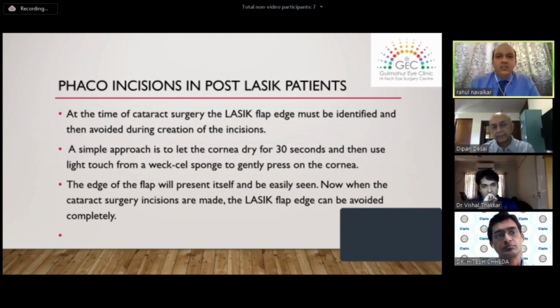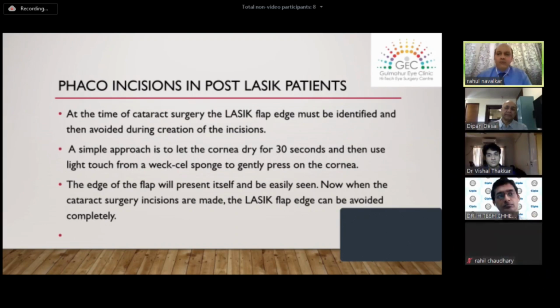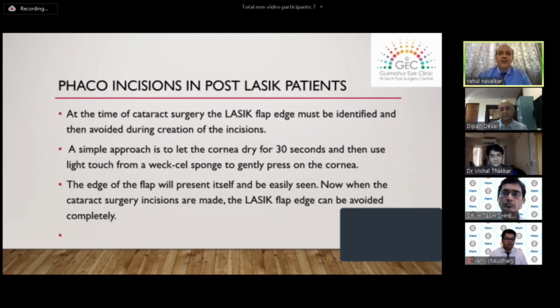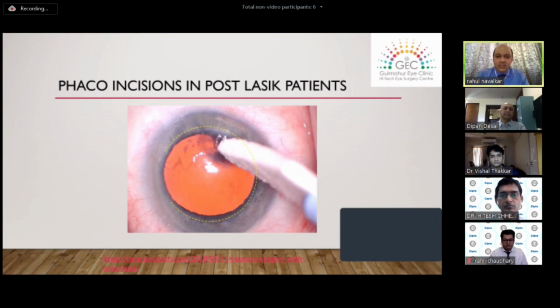Now, phaco incisions in post-LASIK patients. If you're going to do a clear corneal incision, you need to try and identify the LASIK flap and avoid the flap edge. But sometimes it's difficult to identify a very clear-cut LASIK flap edge. So one of the simple methods which I've heard and learned from Dr. Uday Devgan is to let the cornea dry for 30 seconds and lightly touch it with a Weck-Cel sponge or a bud. You can see the edge of the flap, and then you can easily avoid that area.